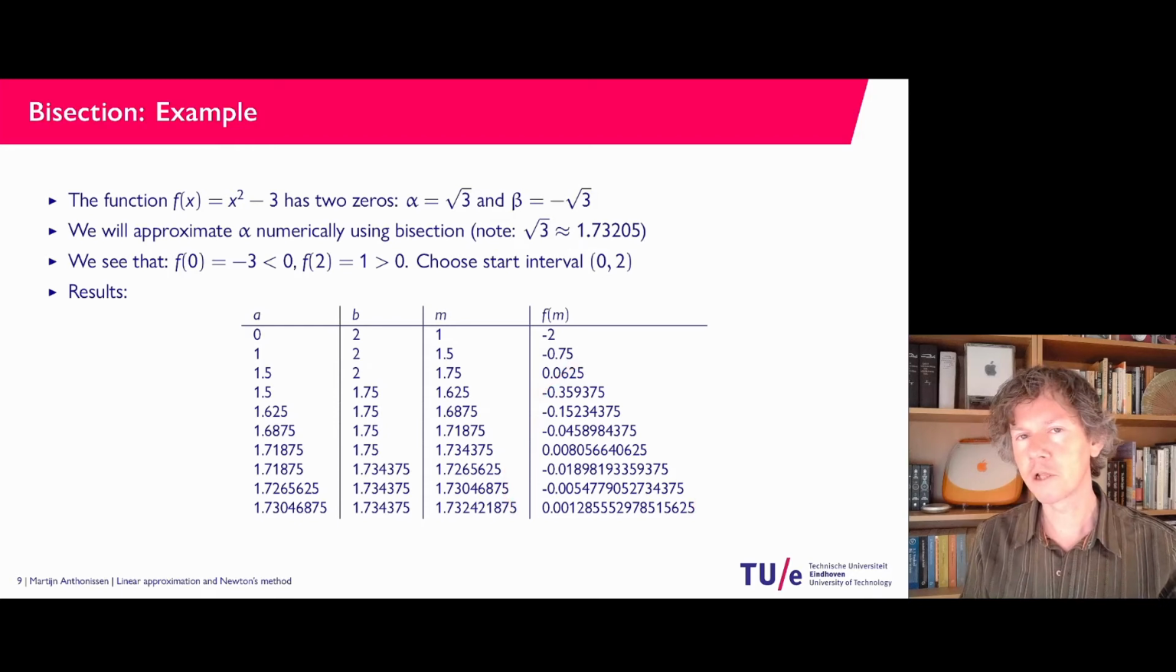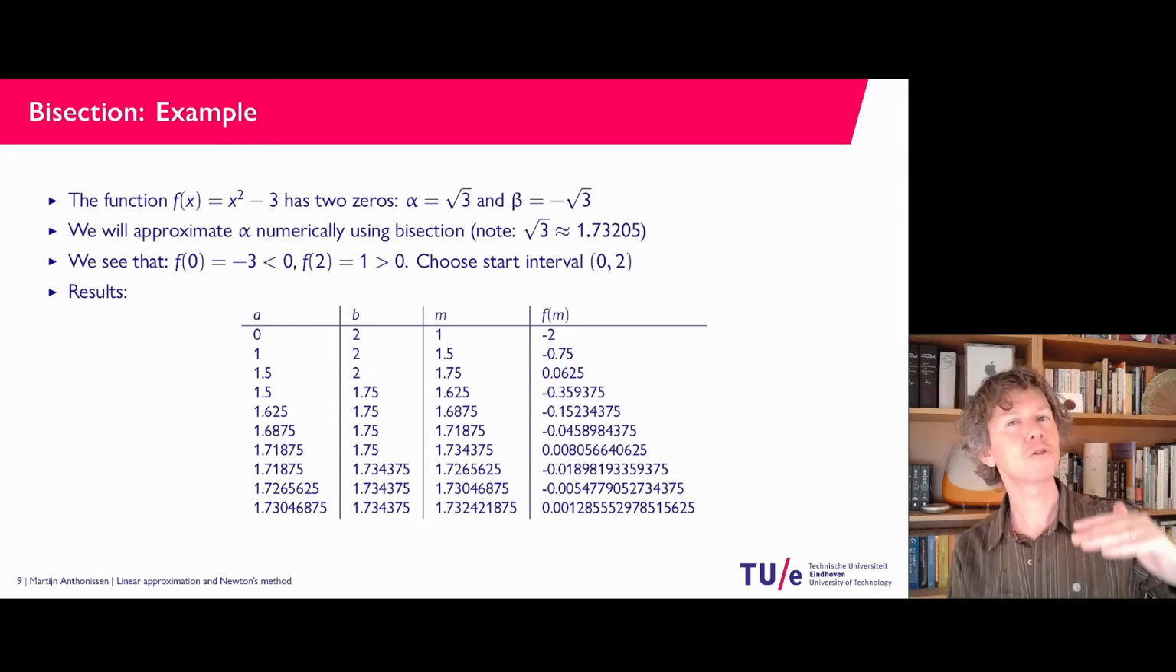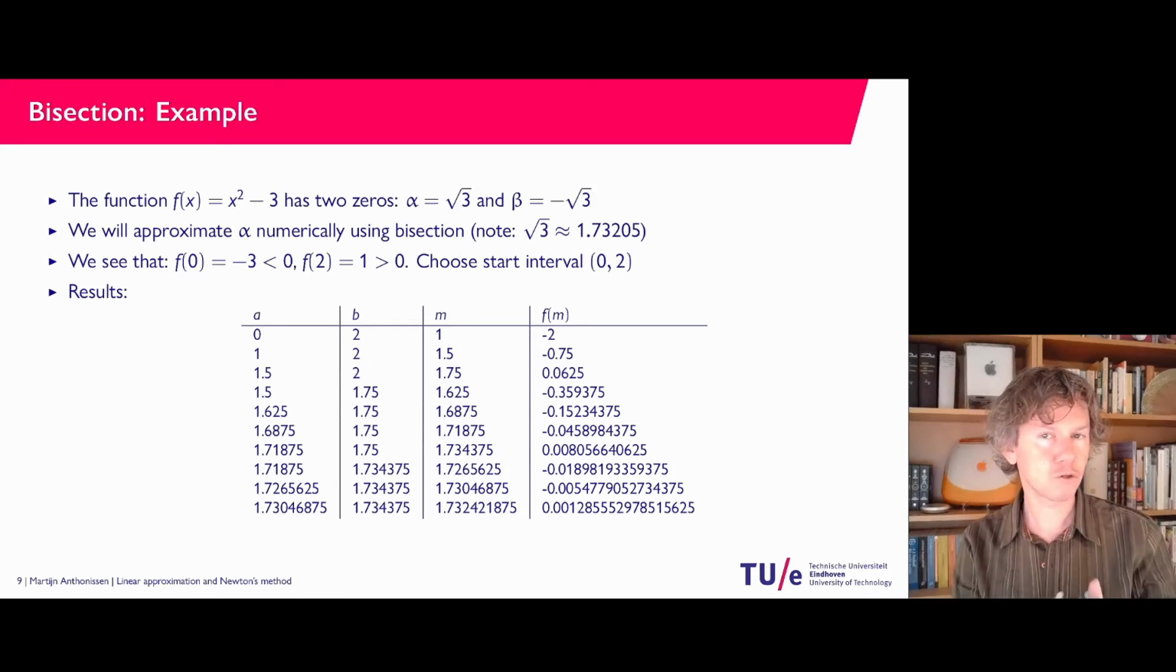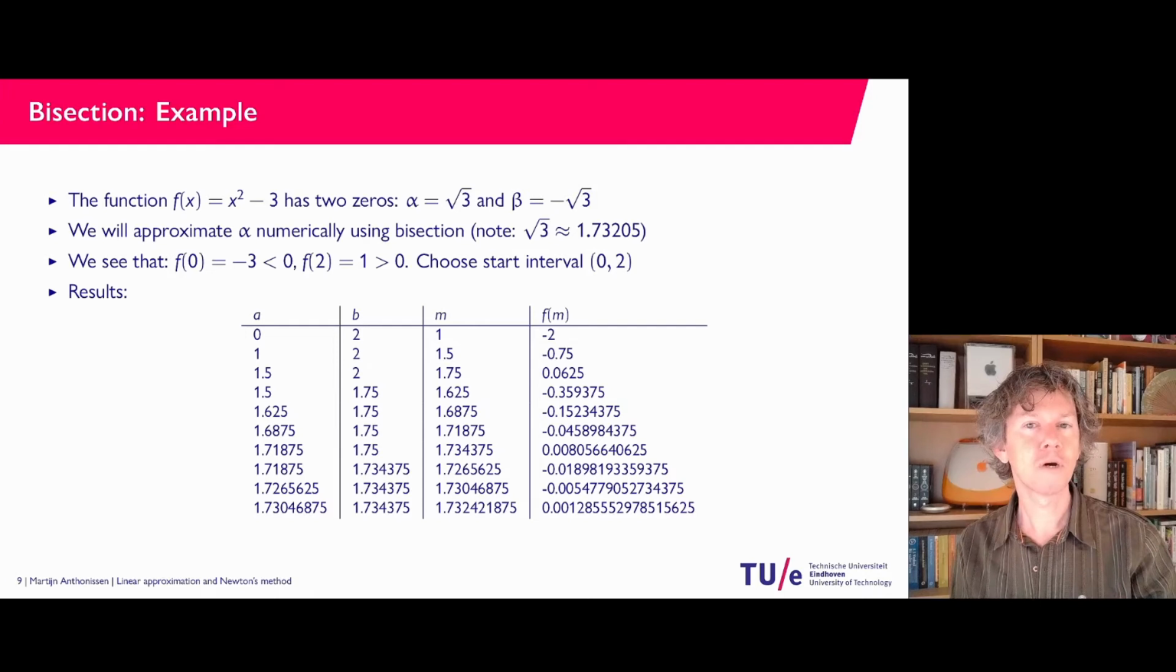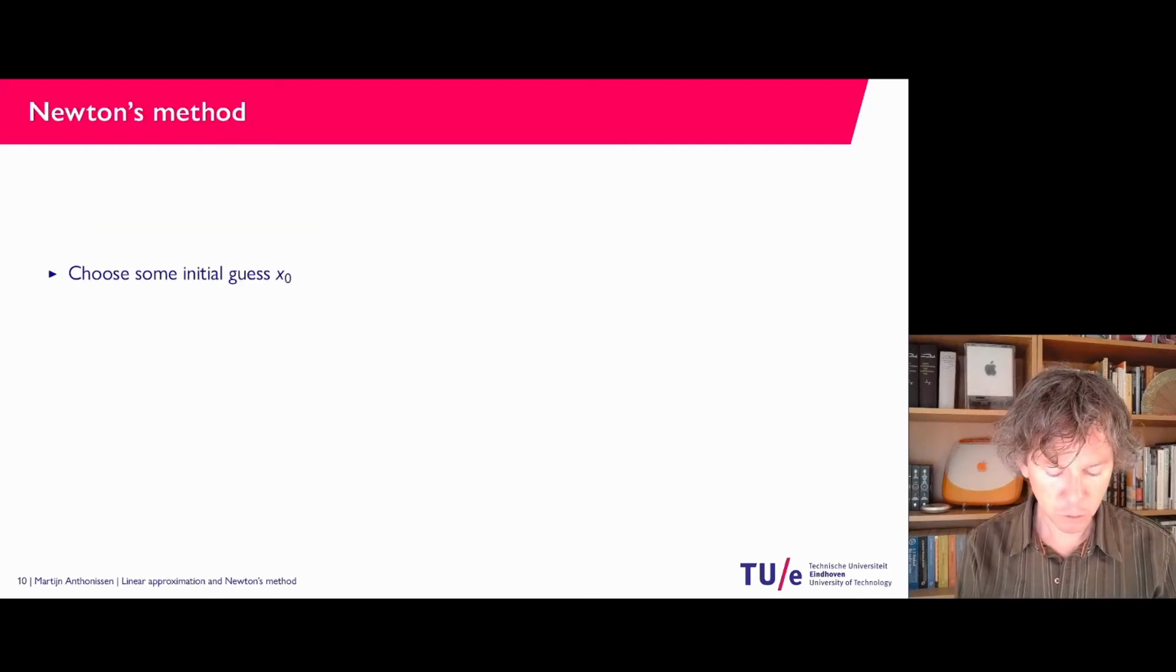I went through it quickly because we have seen it before, but the convergence is quite slow. So you need quite many steps if you want, say, the first 10 digits to be correct. Using linear approximation, we can do this better, and that is Newton's method.